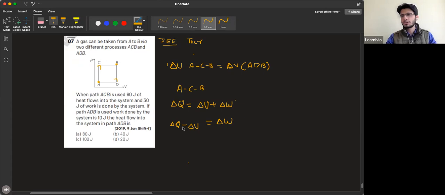So delta W is delta Q minus delta U. How much is delta Q? When path ACB is used, 60 joule of heat flows into the system. The system is absorbing 60 joules, so that is 60. Or not, sorry, I should calculate delta U, which is delta Q minus delta W, and 30 joule of work is done by the system. Work done by the system means the system is expanding, so it should be positive.